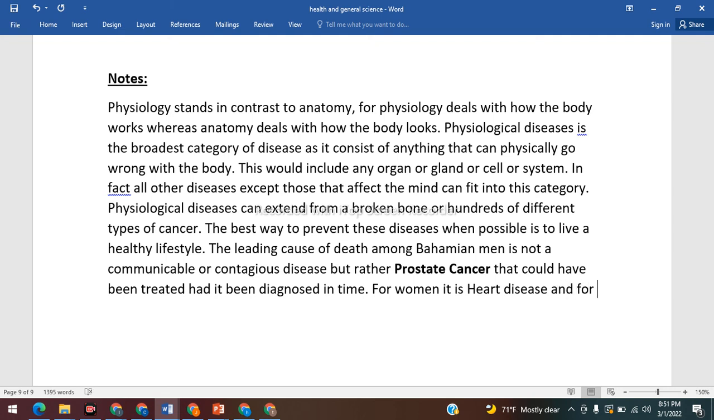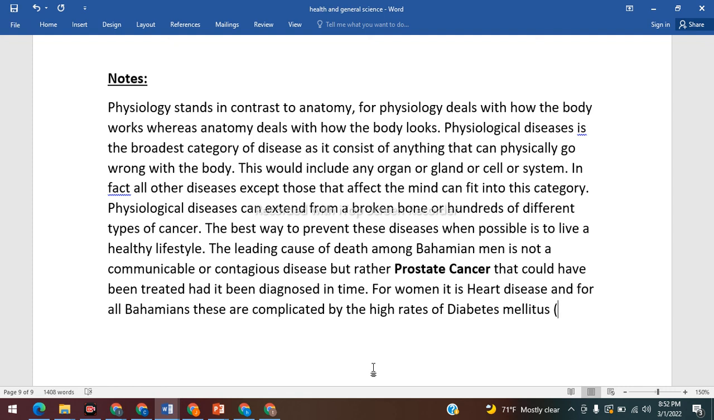And for all Bahamians, these are complicated by the high rates of diabetes and hypertension. Diabetes mellitus, also known as what? What do people just call it? Sugar. Right. So when they say, oh, he had sugar, that's diabetes. Yeah, diabetes. Now I remember.